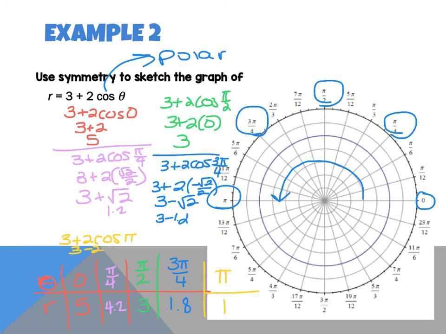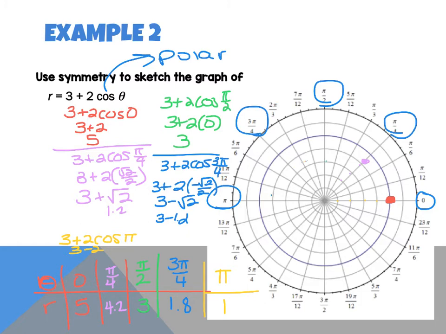So let's see if we can get a shape from here. 0, 5 means I'm not moving around my circle at all for an angle, but I'm going to go out to 5: 1, 2, 3, 4, 5. I'm going to make it color coded. So this is the red one. This is the first one. Pi over 4 is 4.2. So along the pi over 4, I'm going 1, 2, 3, 4.2.